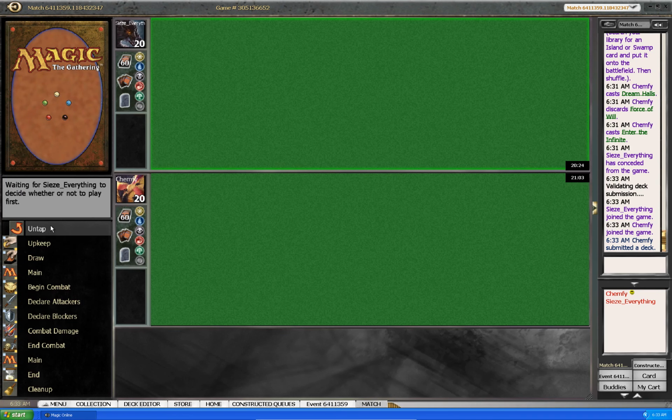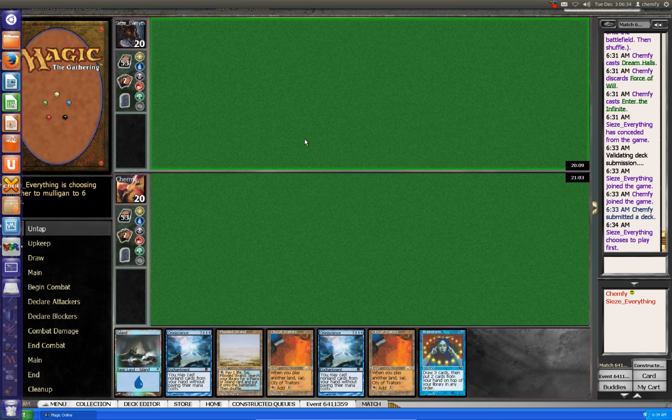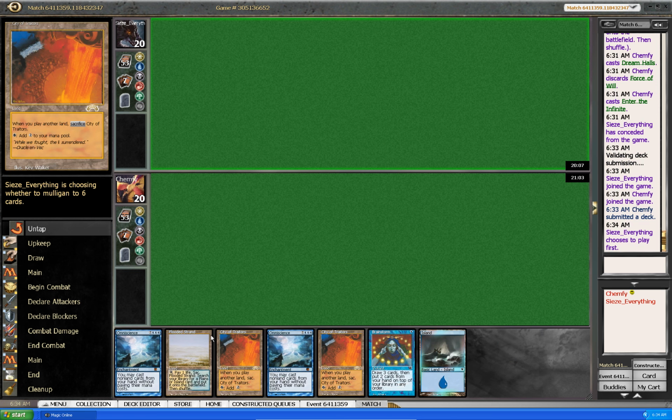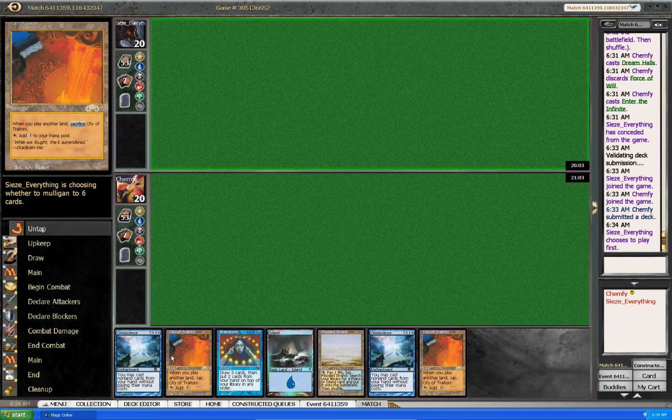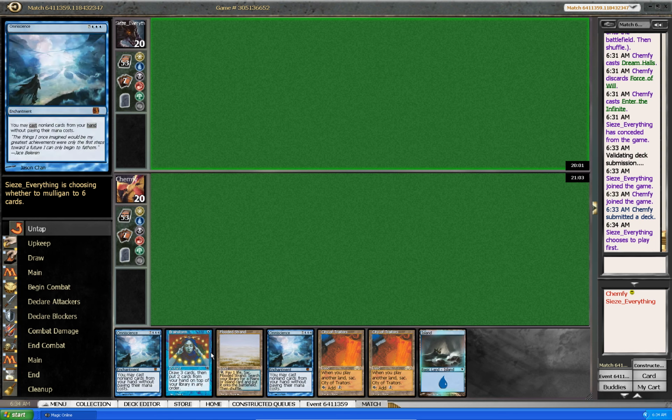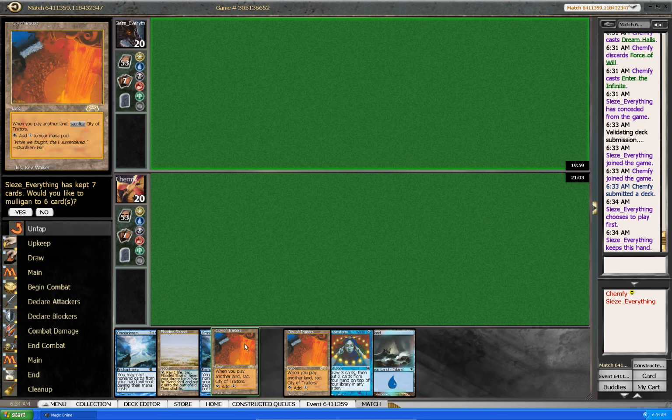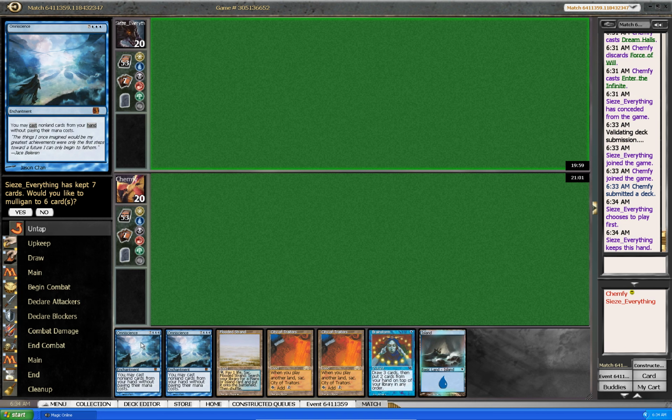Here we are with the second game of the fifth match. Let's see what kind of a hand we get. This hand seems bad. I guess it has. Actually, I don't know if this is actually bad. He keeps his hand. So we might get the.